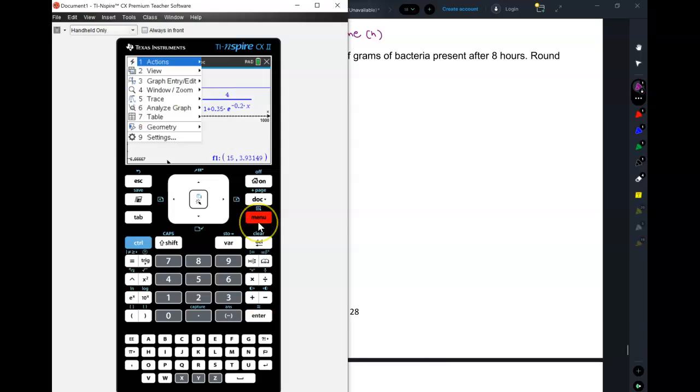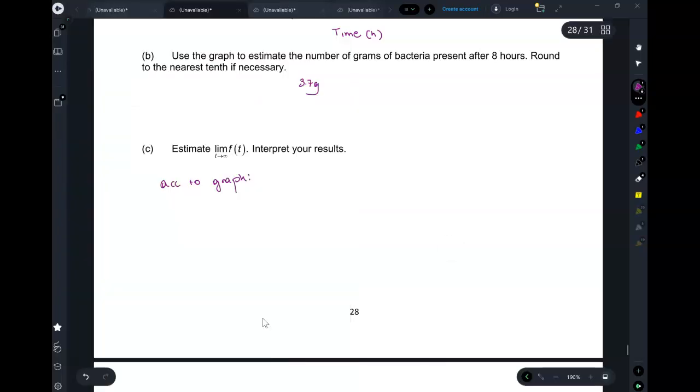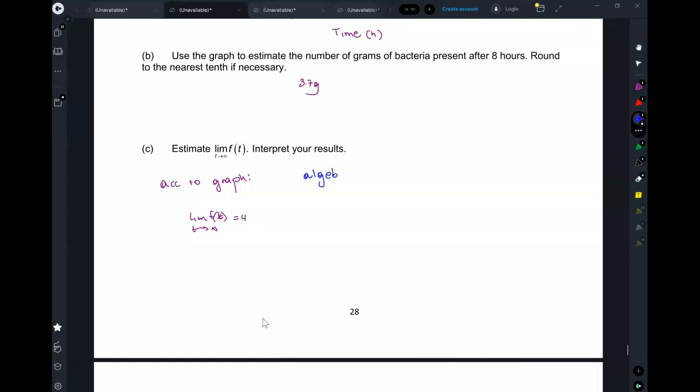Let me ask how much the value is at the very edge over here. Menu, trace, graph trace. Why don't I say how much is the value at 999? It's like 4. 999 is by no means infinity, but it's also not like x equals 0 or 2, so it's pretty close. So according to the graph, the limit of f of t as t approaches infinity is equal to 4. But why don't we do it algebraically as well?